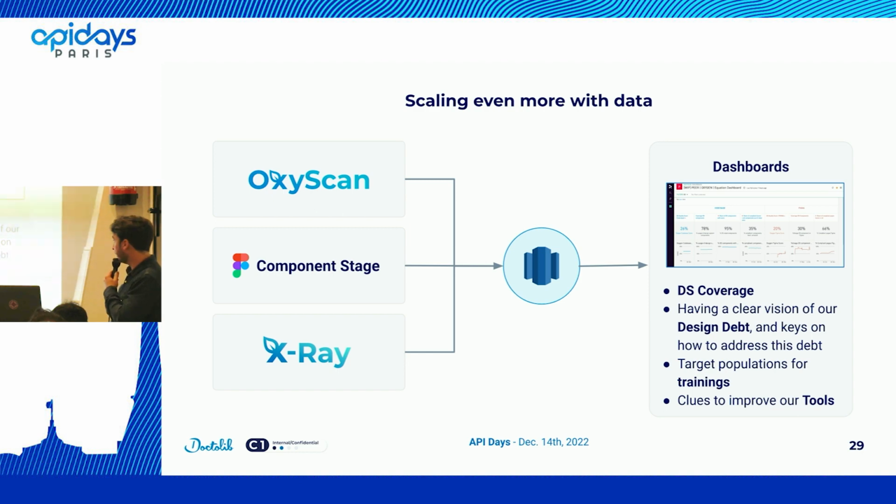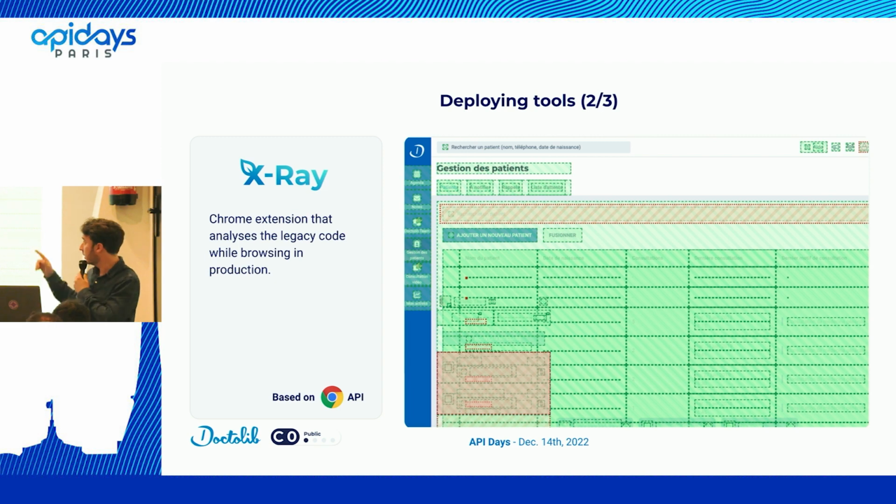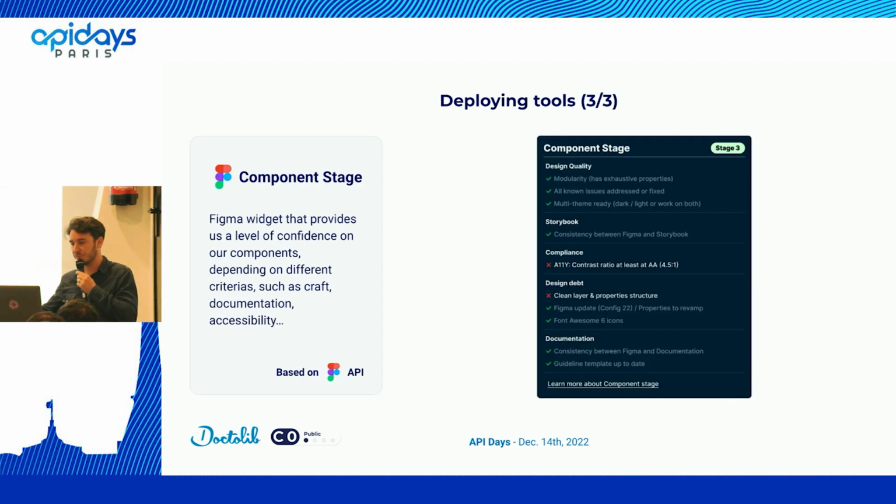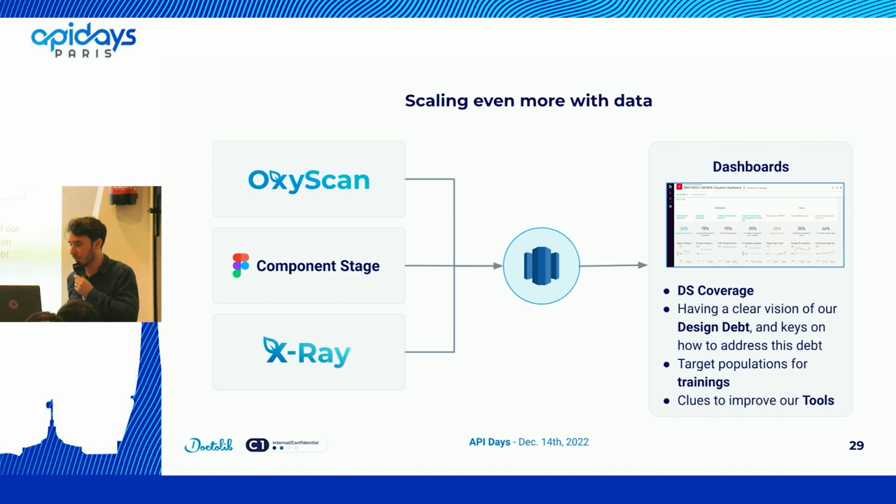And above all, it helps us have a clear vision of our design debt. We have real figures on our design debt. Something I didn't mention on the previous slide, this one, is that anything that is not highlighted is custom craft, like this input on top, but we have an input in our design system. It means this one is totally custom.